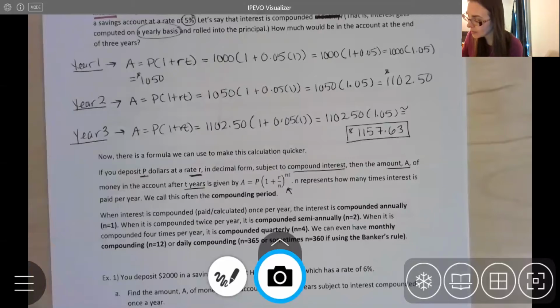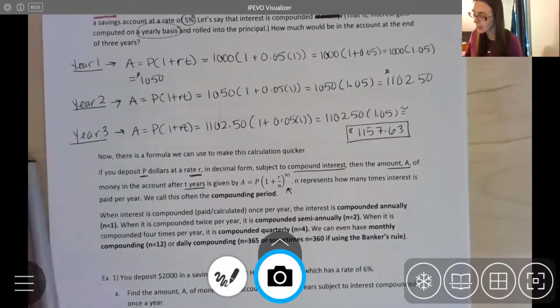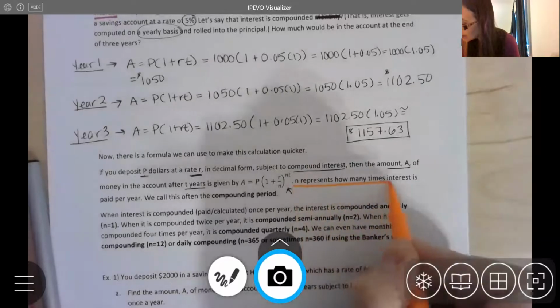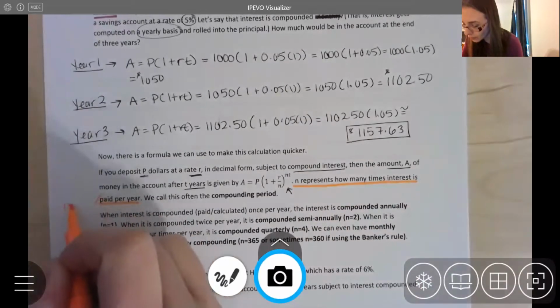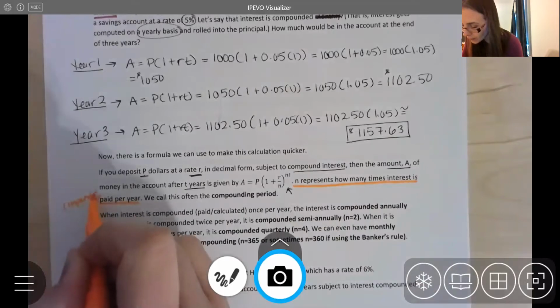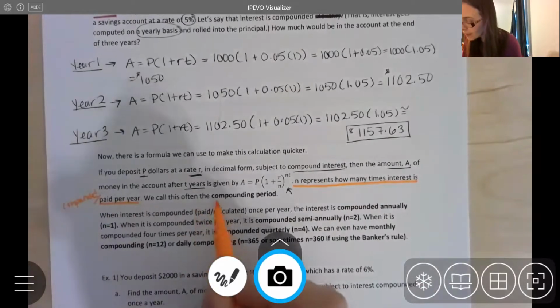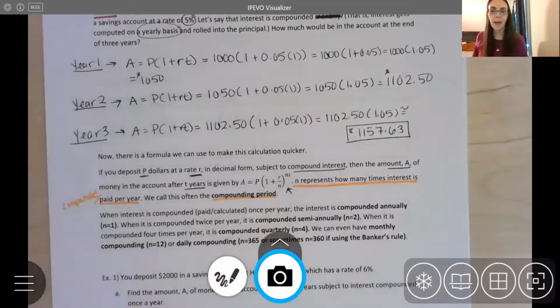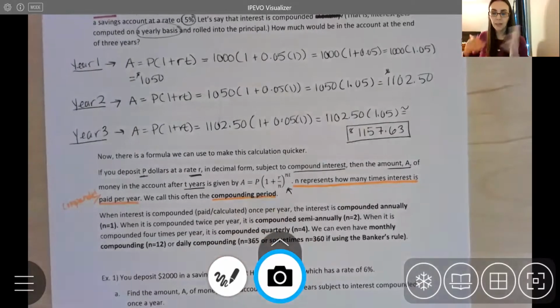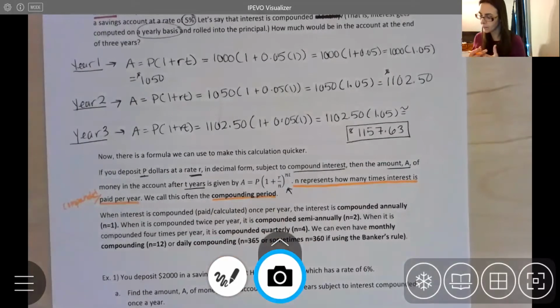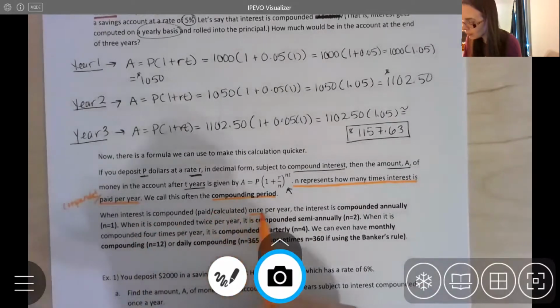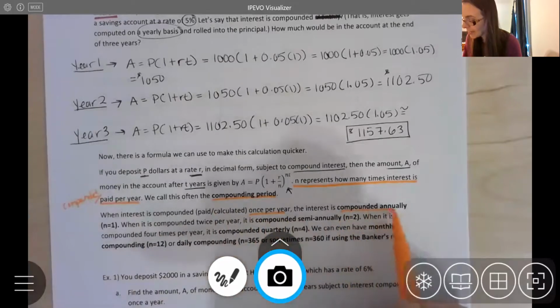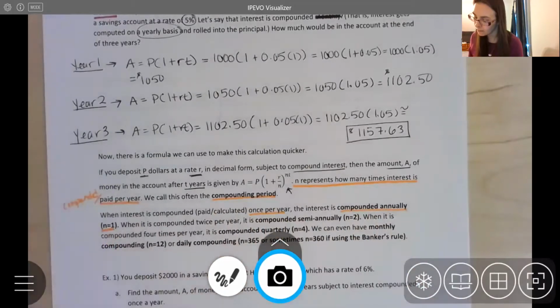Now, N represents, and this is important, so this is new, N represents how many times interest is paid or compounded per year. We often call this the compounding period. So compounding, you can also think of it as just calculating, right? So how many times you do this calculation, that's what we're asking here. Now there's a couple keywords here. So when interest is compounded or paid once per year, we say that it's compounded annually. The N value is 1.